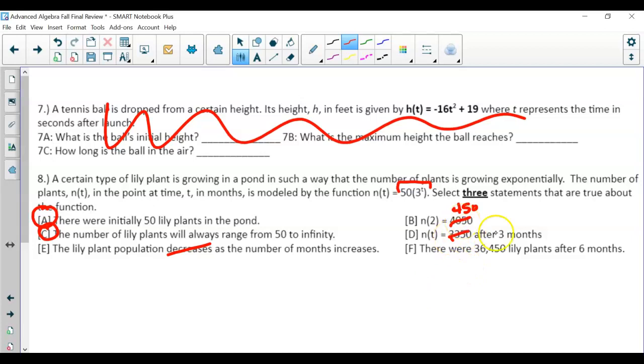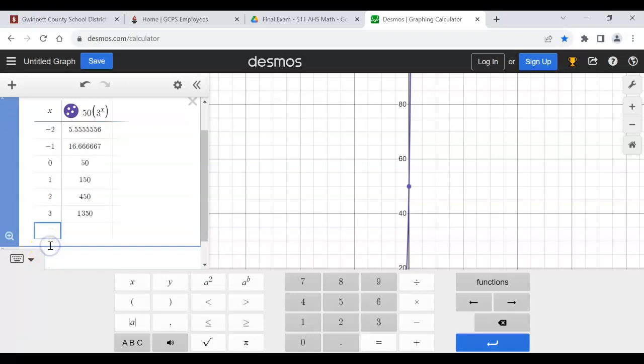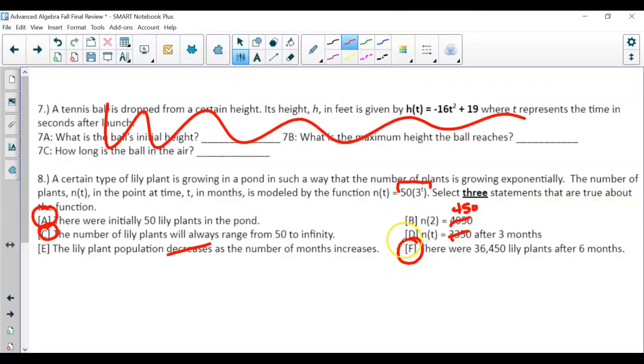So now let's check F. So at 6 months, 36,450. So at 6, let's type in 6. There it is, 36,450. So that's why the answer is also F.